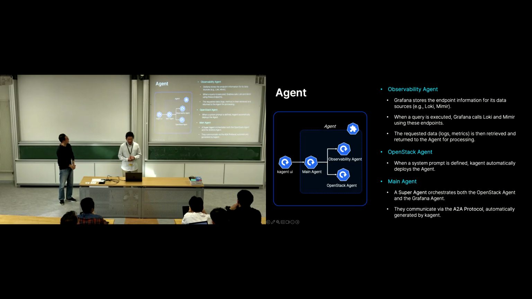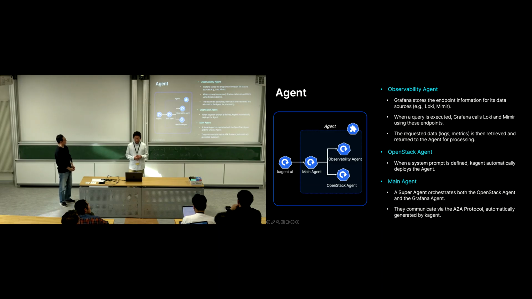Let me explain the agents in detail. The agent area consists of three agents. The observability agent is an AI agent specialized in monitoring, leveraging Prometheus, Grafana, and Kubernetes. Grafana stores endpoints for data sources such as Mimir, Loki, and Tempo, and the observability agent retrieves specific monitoring data through targeted queries. The OpenStack agent is an AI agent optimized for managing OpenStack resources.